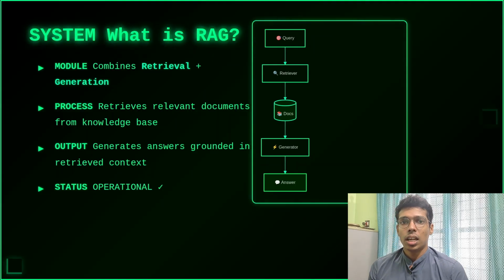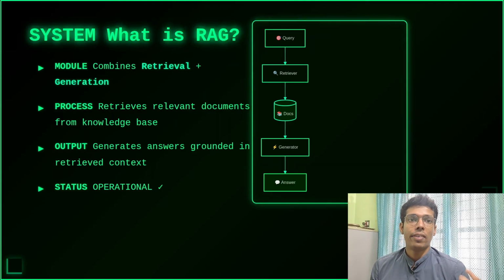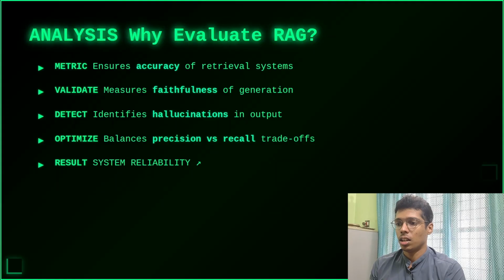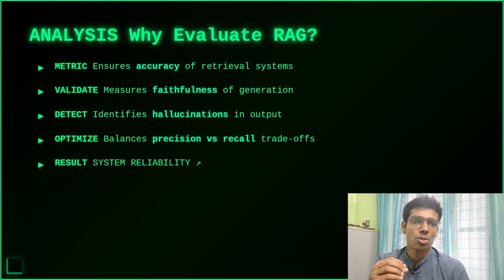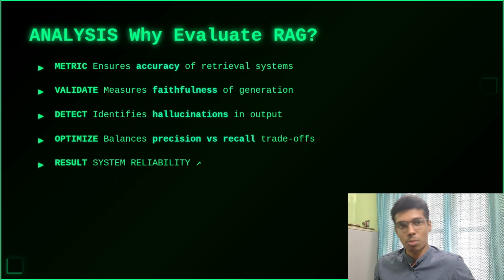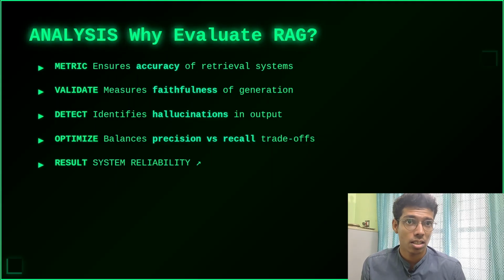There can be multiple ways to evaluate this RAG. The first thing is to ensure the accuracy of the retrieval system. The second one is to ensure how faithful the generation is. The third one is to identify whether there is a hallucination or not, and we can have a trade-off between these measures based on the use purpose. Finally, it all depends on your project and your requirements. The evaluation metrics change over time.